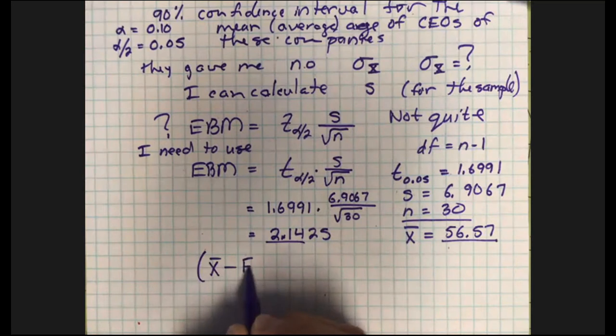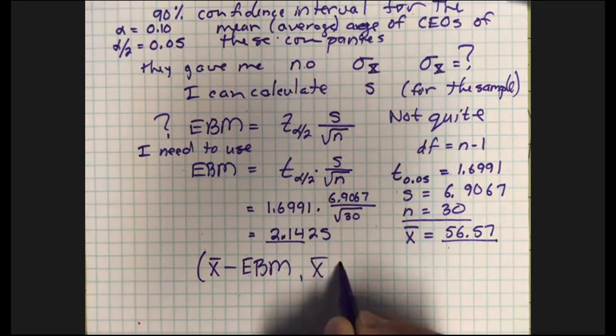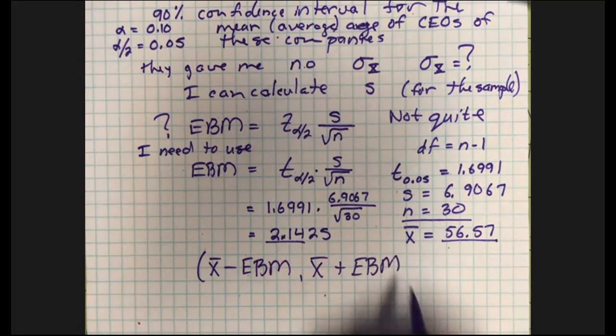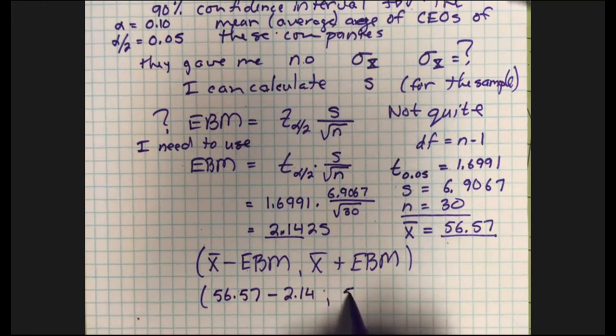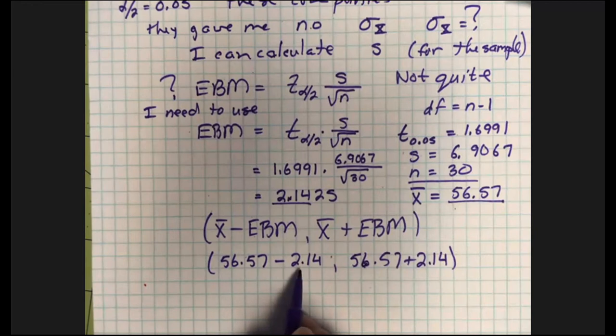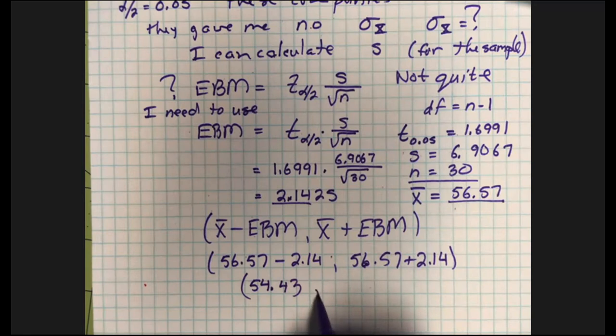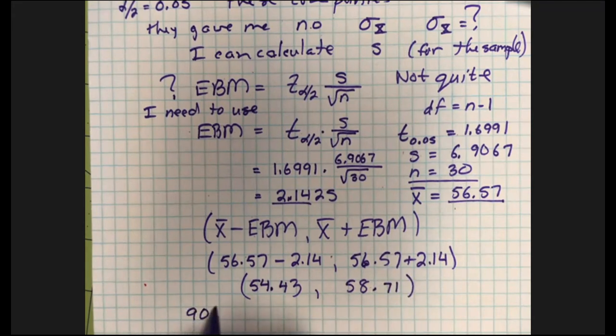X bar minus error bound, X bar plus error bound. So I have 56.57 minus 2.14, and 56.57 plus 2.14. That's not a bad spread here. So let's subtract. I get 54.43 and 58.71. That is my 90% confidence interval.